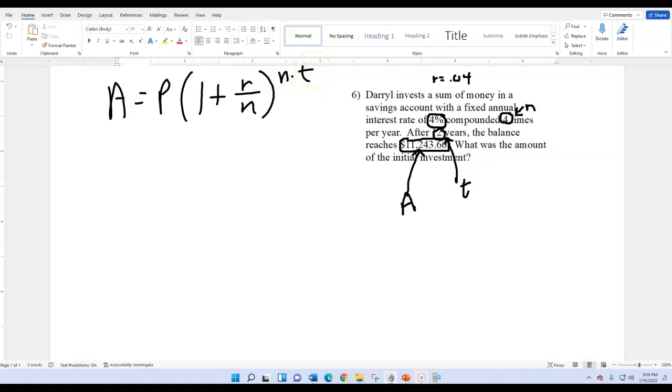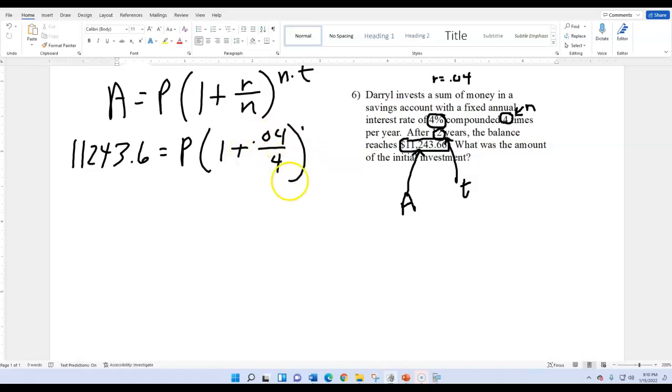So here's our formula for compound interest. We're just going to plug in everything that we do have so that we can solve for the pieces that we don't have. I don't know what P is, so I'm going to leave that just as the letter P. My R value is 0.04. My N is 4. And my T is 12.